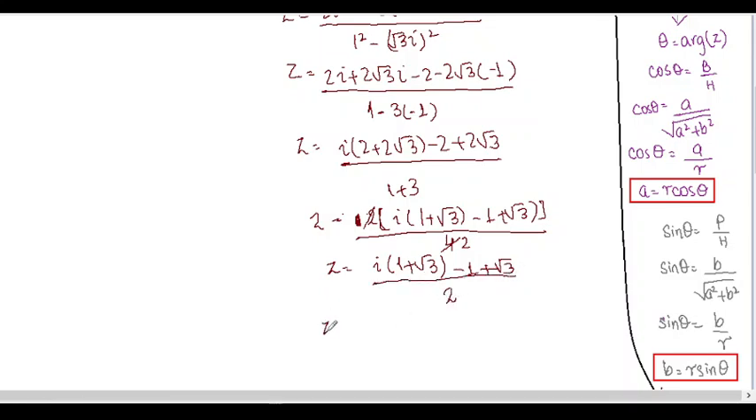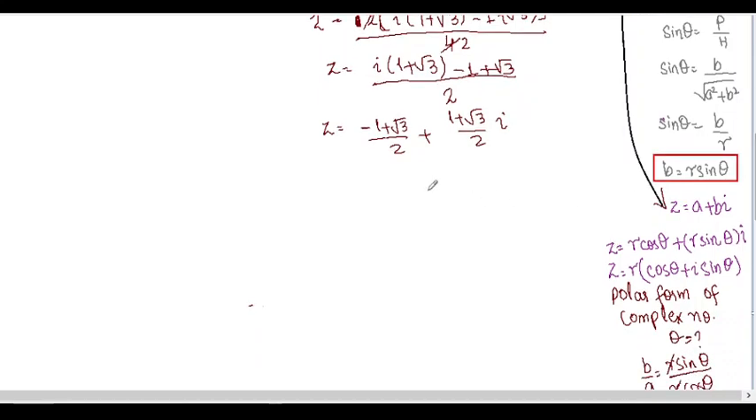So what is the real part and what is the imaginary part over here? The real part is (minus 1 plus square root of 3) whole divided by 2, and the imaginary part is (1 plus square root of 3) whole divided by 2 into iota. So we separate the real and imaginary parts. We get real part of z equals a equals (minus 1 plus square root of 3) whole divided by 2, and imaginary part of z equals b equals (1 plus square root of 3) whole divided by 2.